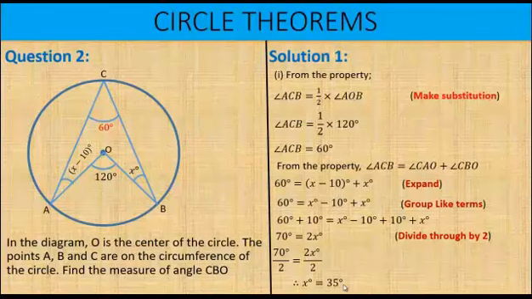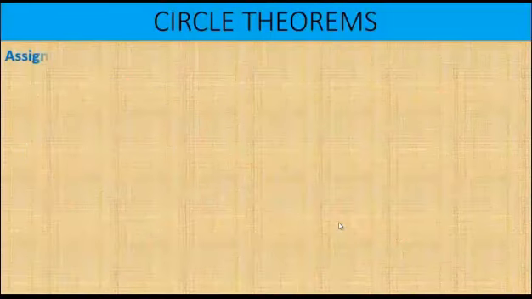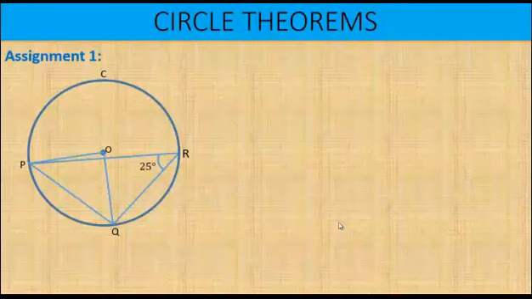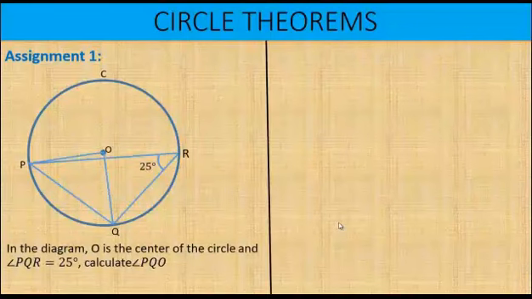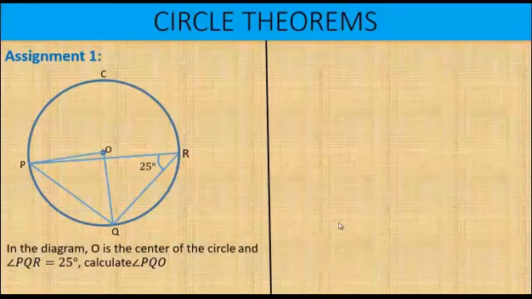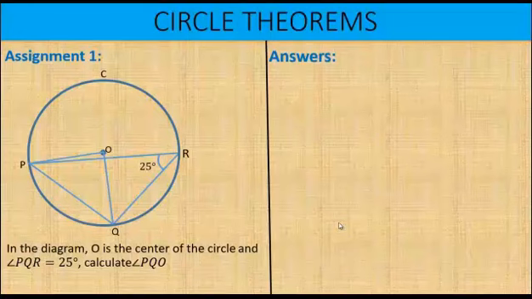So question 2 is solved. Now let us look at the assignment. That is the question on the screen. Pause the video, solve it, and compare your answer with mine. The answer is angle PQO is equal to 65 degrees. If you had a different answer, then rethink and do it again.